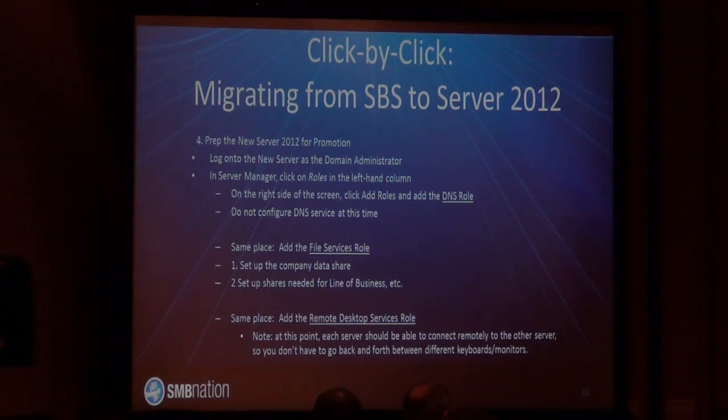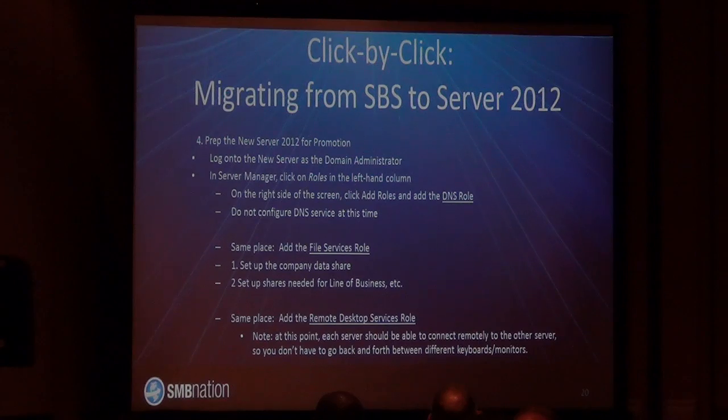You're going to click on the roles, and you're going to add the DNS role. You're going to add the file services role. You're going to add the remote desktop services role. And the main reason you're going to add the last one is so that you can sit anywhere and remote into both servers at the same time and do anything you need to do. So whether or not you're using a remote tool like LogMeIn or whatever, you're still going to be able to be in that office and RDP into both of those machines at the same time. So you can do anything you need to do. And you don't have to have 2 sets of keyboards and blah, blah, blah.